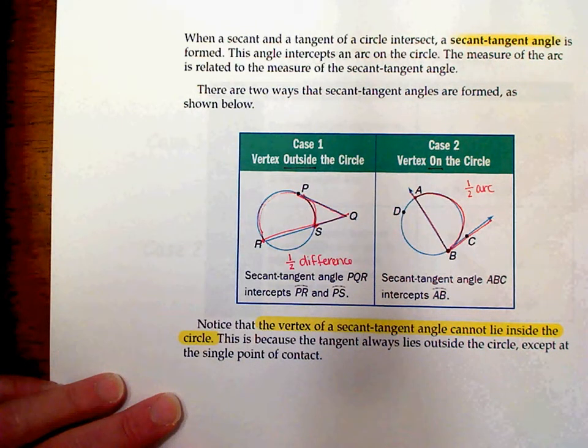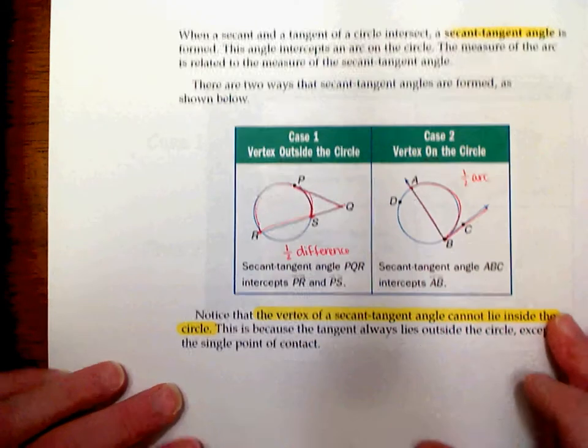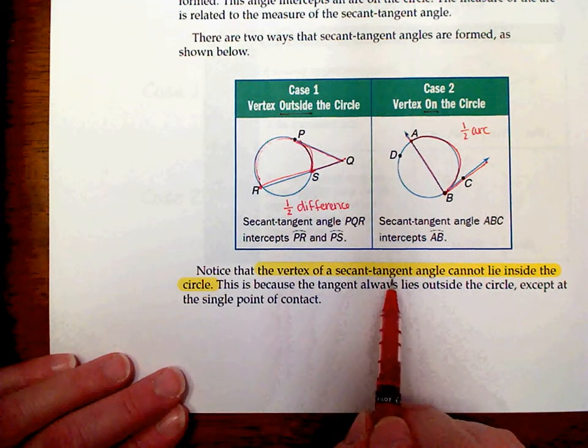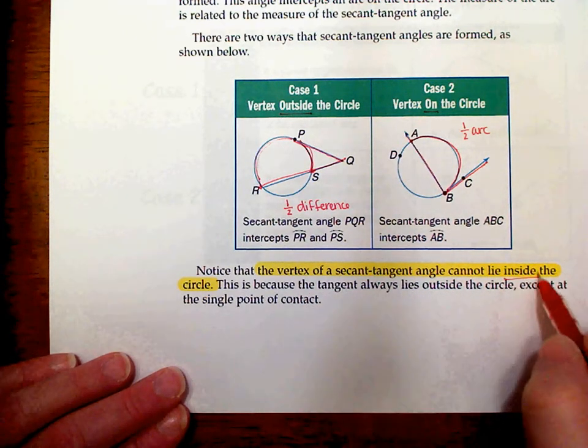That's what we're finding half of to find that angle. So again, notice the vertex of a secant tangent angle cannot lie inside the circle because tangents can't go inside the circle.